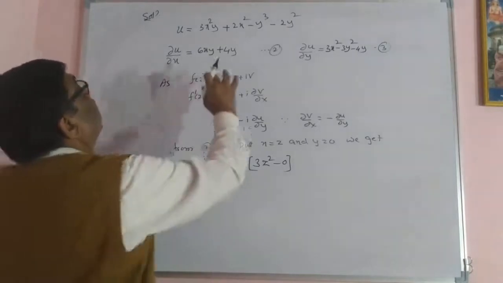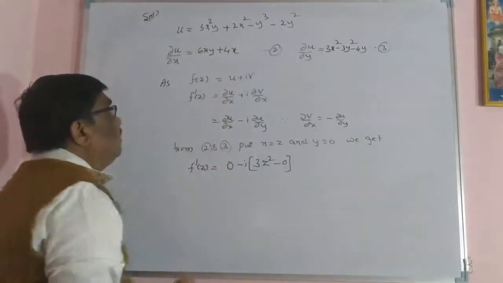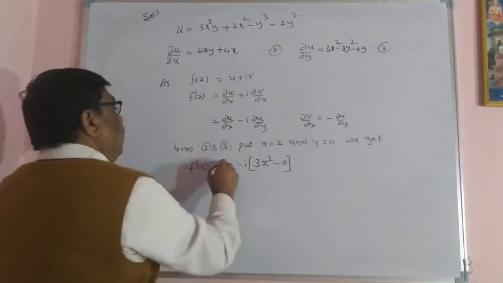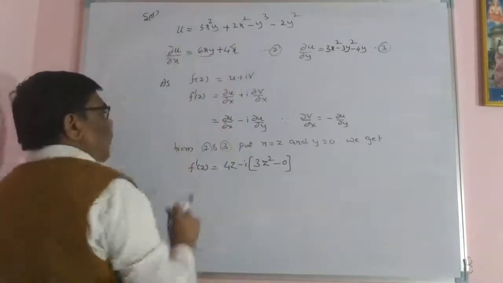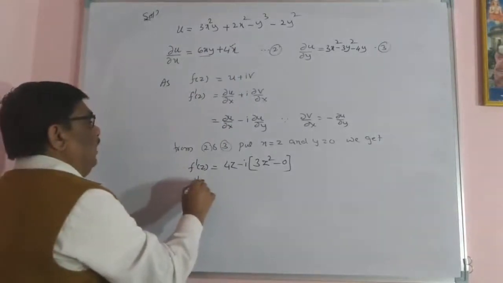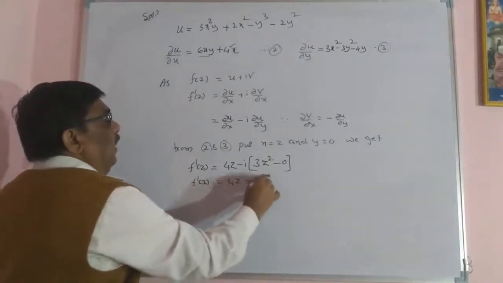And 4x means 4z. This is 0, this is 4z. Integrate with respect to z: f dash of z equal to 4z minus 3iz square.